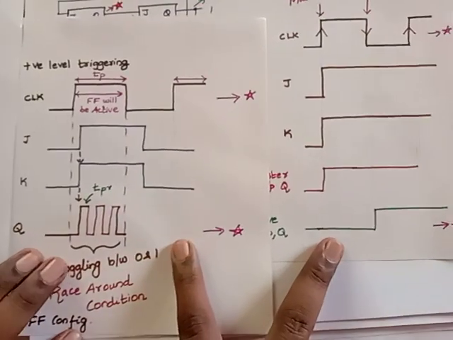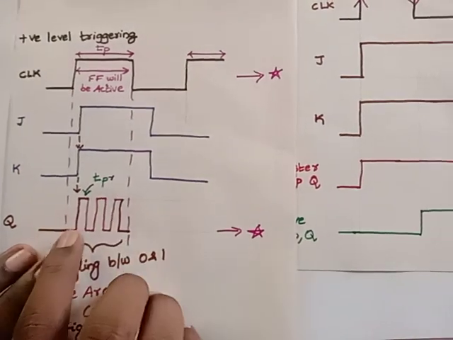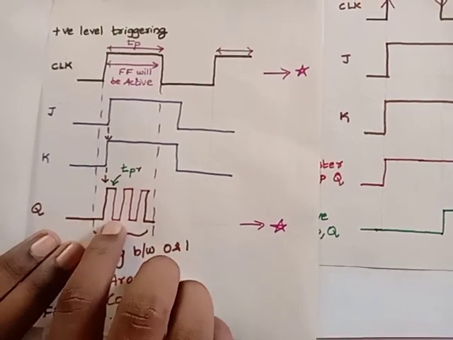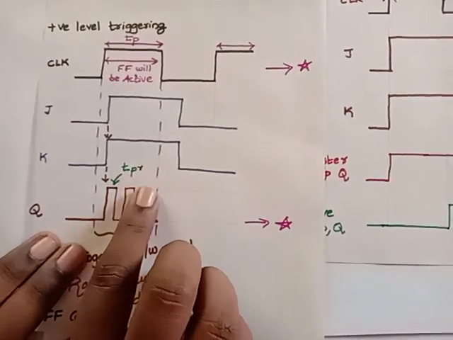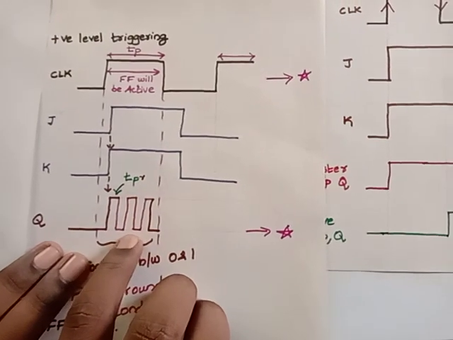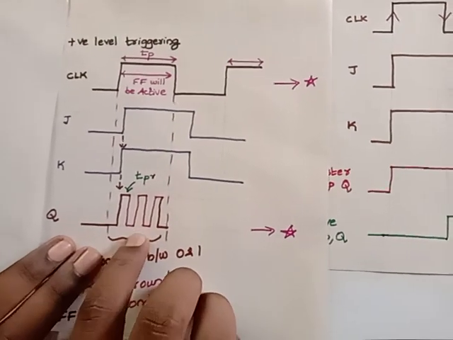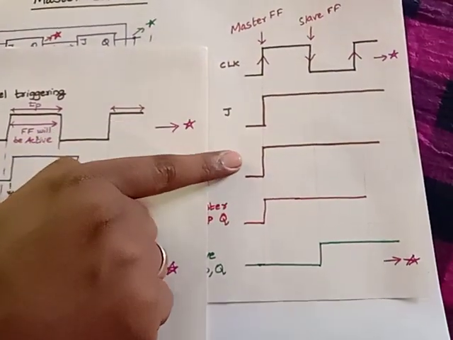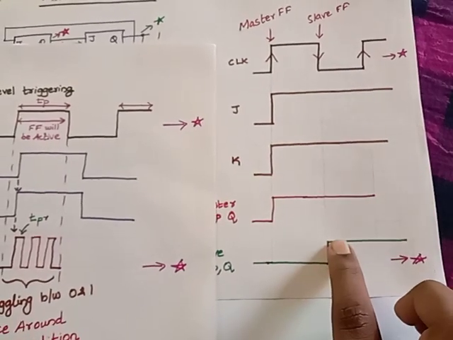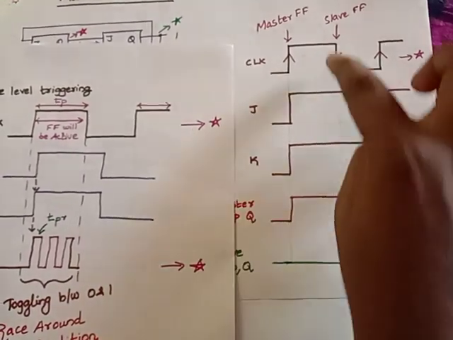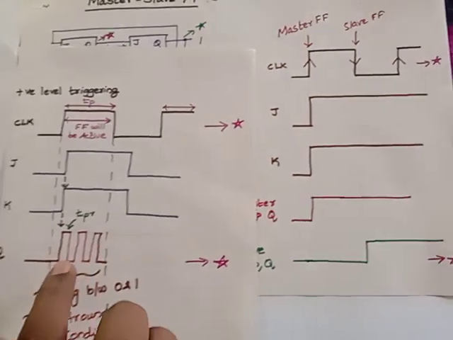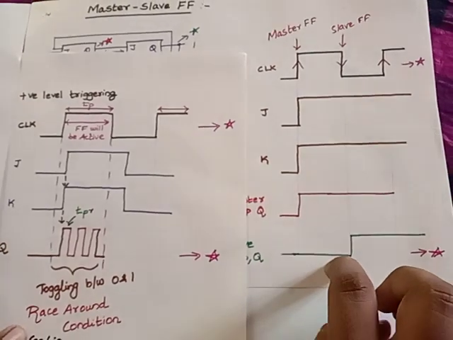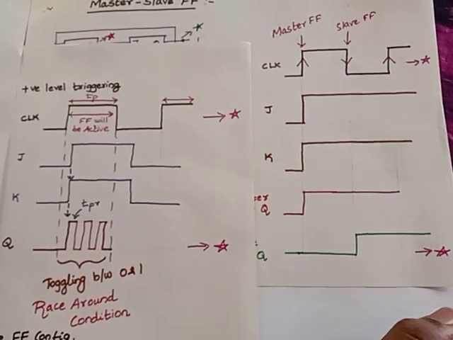Clear? Now this Q value, if you see, during this period there is an uncertainty, that is the output is ambiguous, that is it is not clear. It is changing between 0 and 1 alternately like this. So this is the problem called race around condition we faced in a JK flip flop. Now in this master slave flip flop, you see, when I give J equal to 1 and K equal to 1, the output is getting complemented. Correct? Q was 0 before. Now at the end of this pulse, it is getting complemented. So this race around condition is completely eliminated in your master slave flip flop. Clear? This is the advantage of your master slave flip flop.